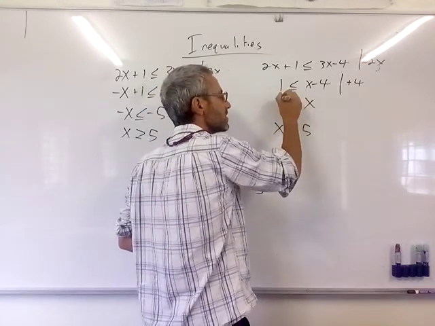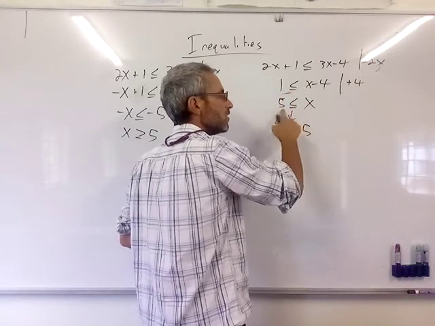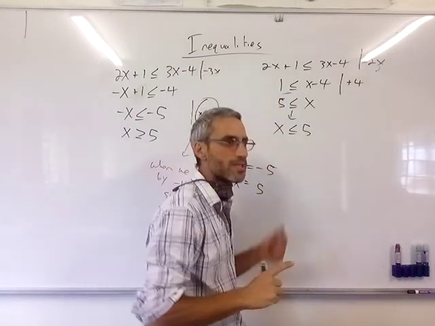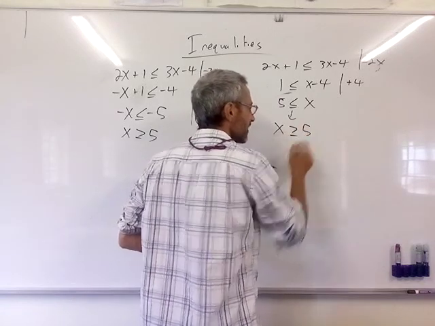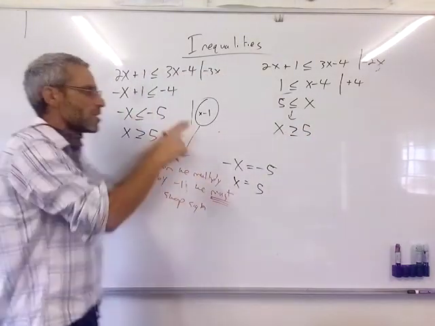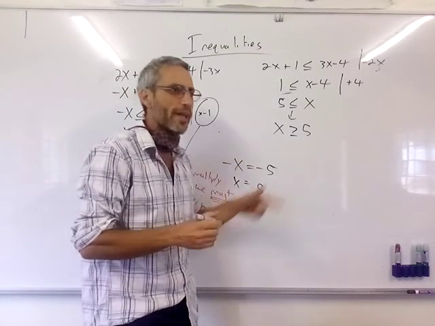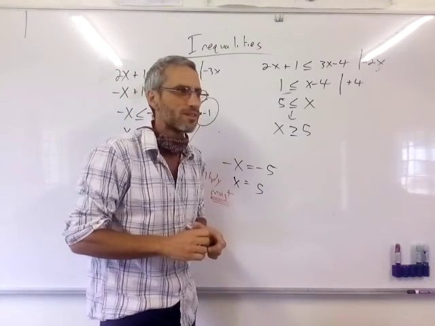What in English does this line mean? 5 is smaller than x, or in other words, x is greater than 5. So you have to flip it. Whether you flip it here or there, you will get the same answer. On the number line, you don't include 5.